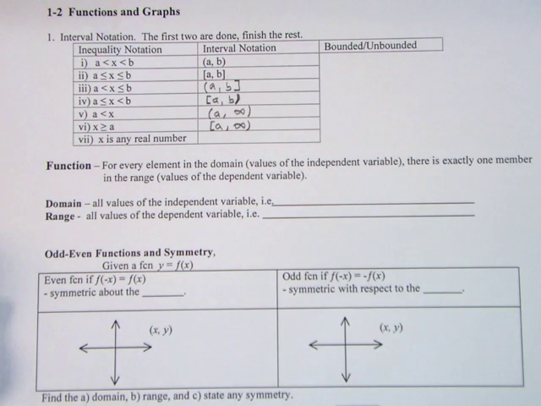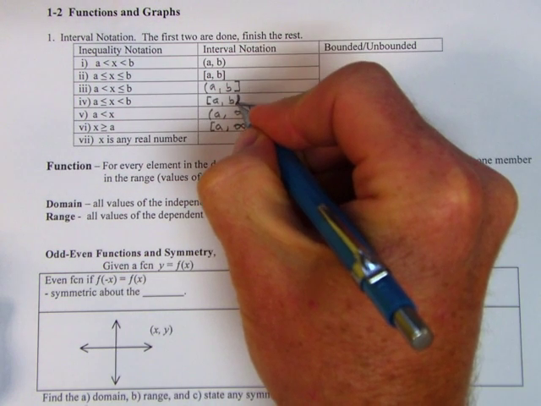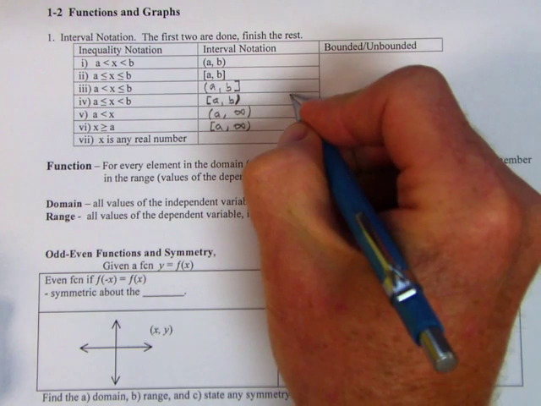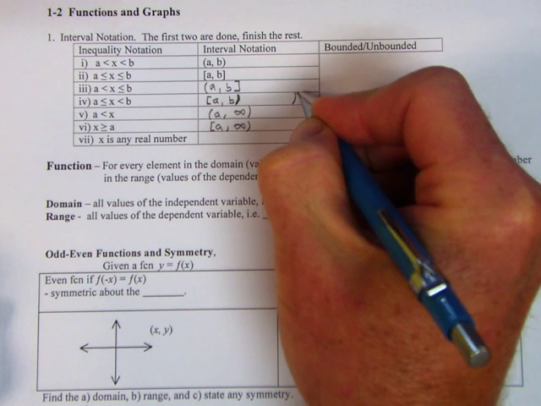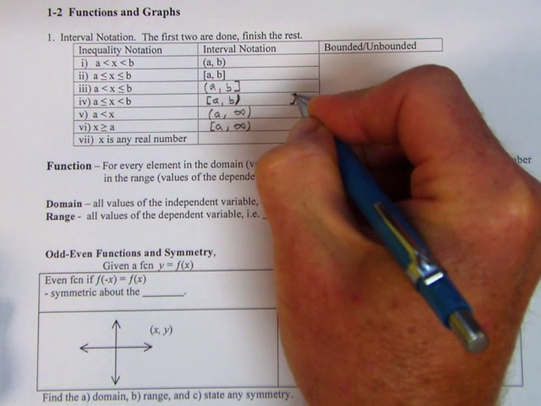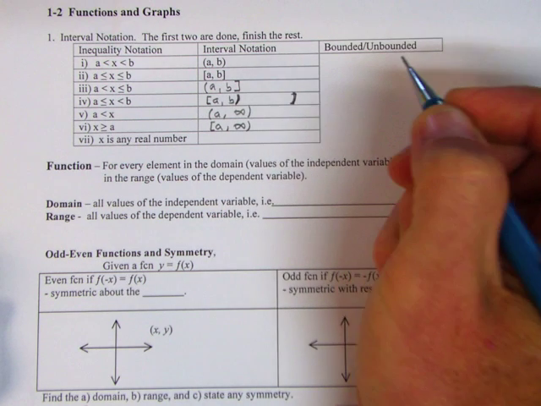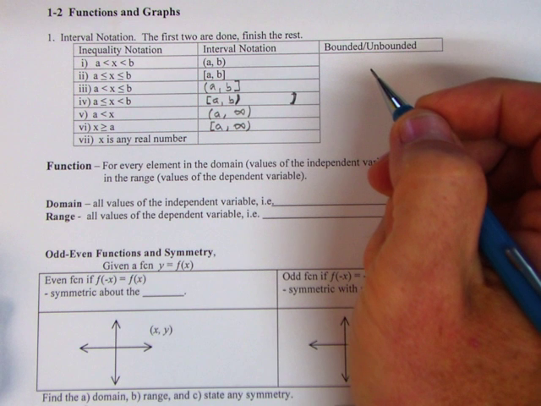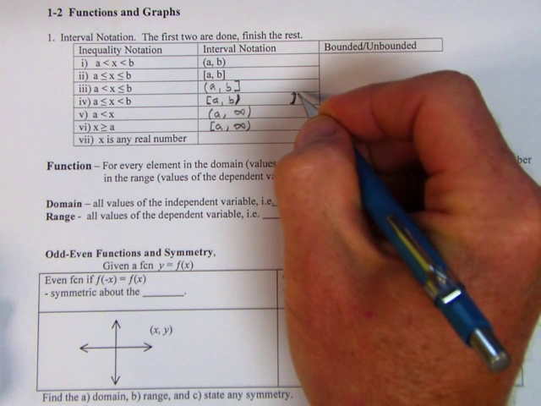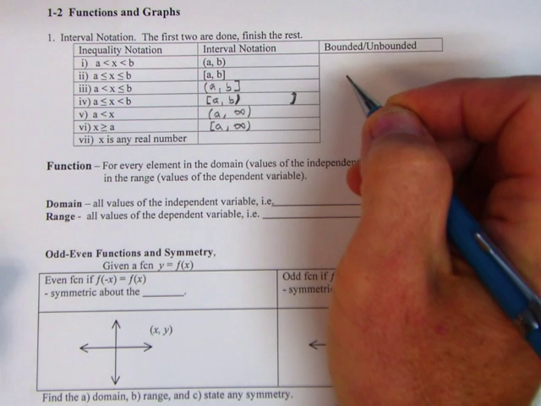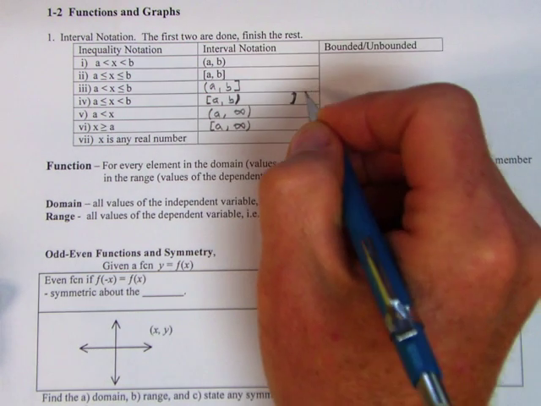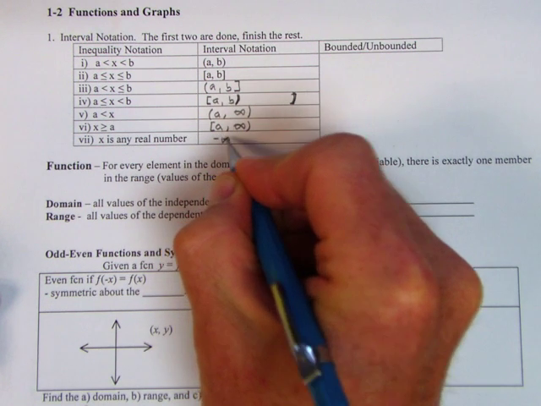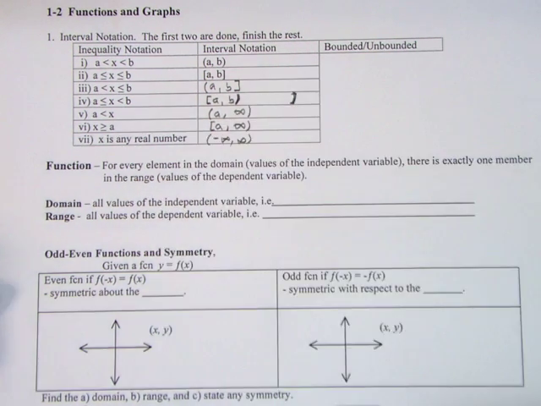Now take a look at what I did on this one. I made it darker. I think that one's still pretty clear, but sometimes I see students do this. Both parenthesis and bracket means neither. So if it's not clearly one or the other, you haven't done it. So make sure that it's either a bracket or a parenthesis. And this last one's any real number. We're going from negative infinity to infinity with parentheses.